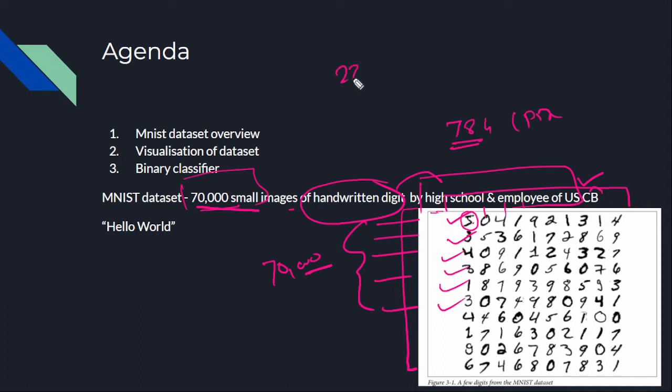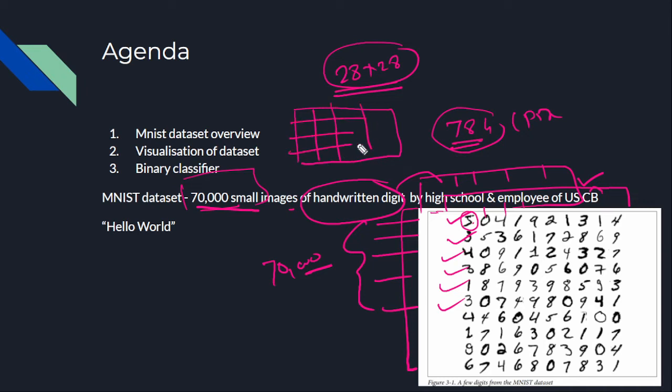Each number has a 28 cross 28 pixel size. If you do the multiplication, it gives 784. So you can say we have almost 784 columns and 70,000 rows, and the pixel size of each image is 28 cross 28, therefore it's 784. In this 28 cross 28, each pixel contains a number from 0 to 255. 0 means white, 255 means black, and accordingly you can visualize which number it contains. So remember, this is an image data set.